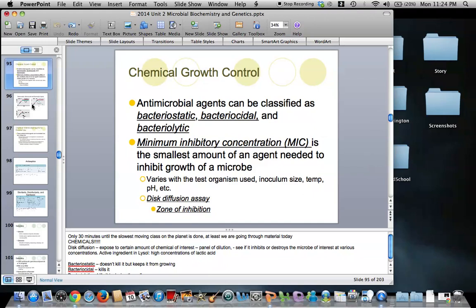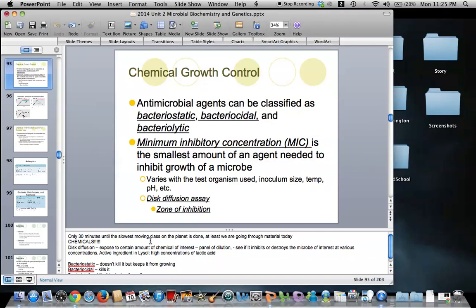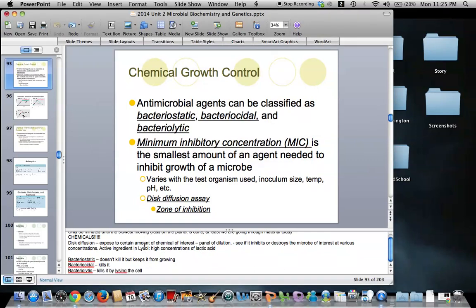Minimum inhibitory concentration is the smallest amount needed to inhibit microbial growth. That will vary with the test organisms used, the inoculum size, temperature, pH, everything about it. The disc diffusion assay is the way this is tested. Organisms are exposed to a certain amount of the chemical of interest, so you do a dilution panel and then see what your minimum inhibitory concentration is. How little do you need to have a bacteriostatic effect? How little do you need to have a bactericidal effect, etc.